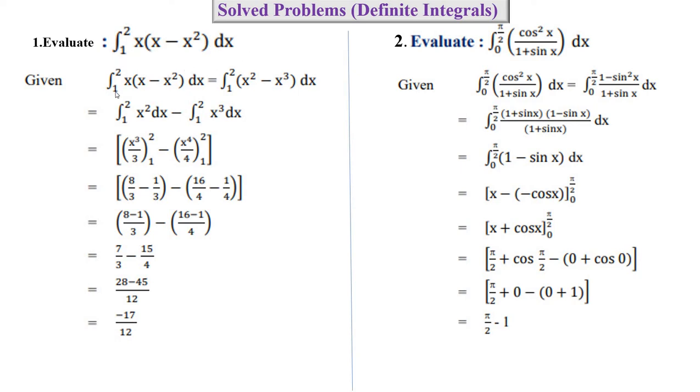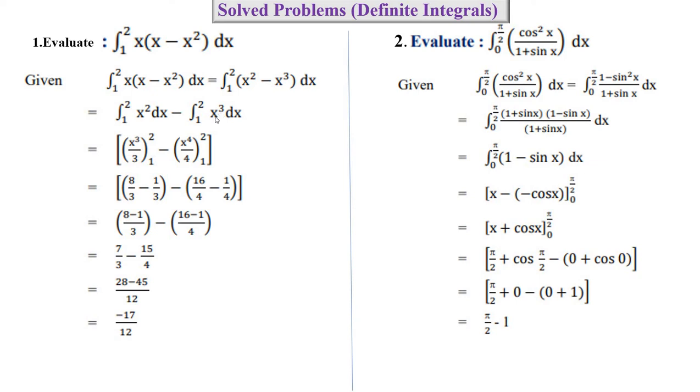So what is given we first consider, and then take this x inside so that you have x square minus x cube, the whole thing multiplied. This is the integrand and x is the variable of integration with the limits 1 to 2. Now we can integrate this first and then integrate this. So you have integral 1 to 2 x square dx, that on integration gives you x cube by 3 between the limits 1 and 2.